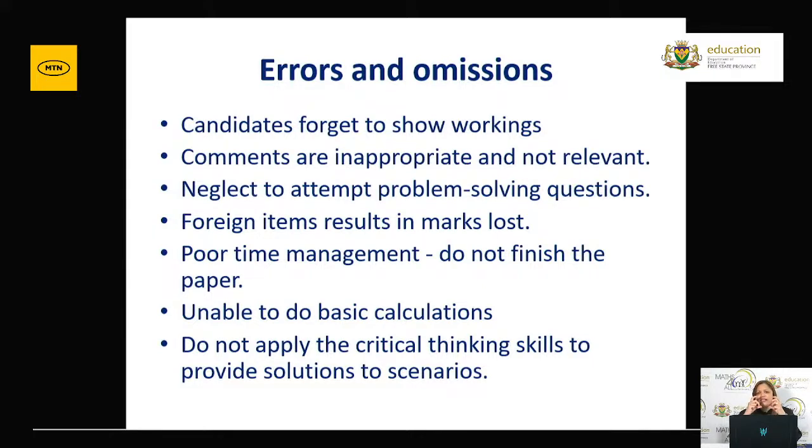So try and keep your answers brief. If it's 2 marks, at least 1 full sentence, and that's also important. You must write the full sentence. The days when division of duties on its own was enough is not enough anymore. You need to write the full sentence.